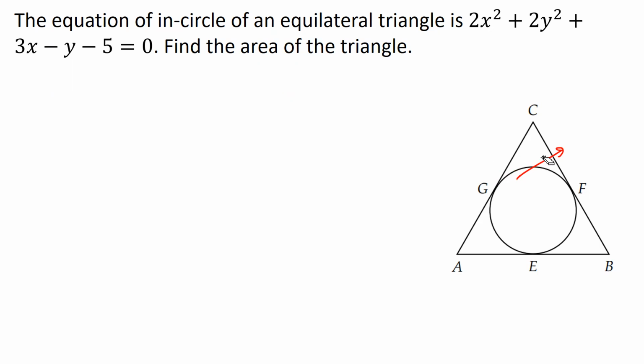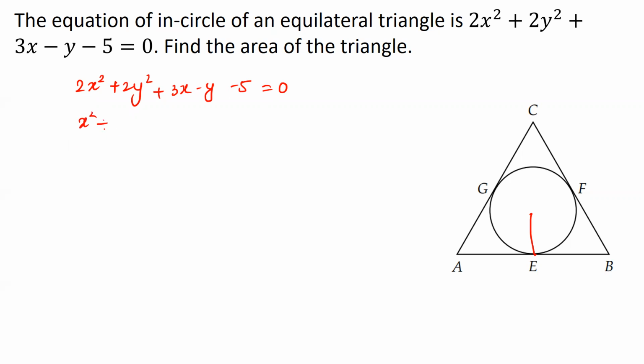Now we need to find out the area of the equilateral triangle, and we are given the equation of the circle. So let's first of all try to figure out what will be the radius of this circle. To find out the radius, we have the equation already, so let us write it down: 2x squared plus 2y squared plus 3x minus y minus 5 is equal to 0. We need to express this equation in its standard form, meaning we need to free up the coefficients of x squared and y squared. So we need to divide each and every term by 2.